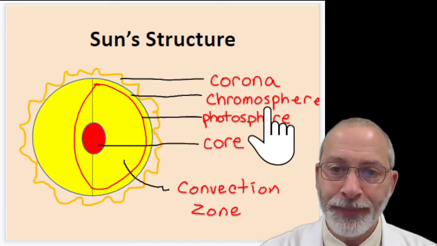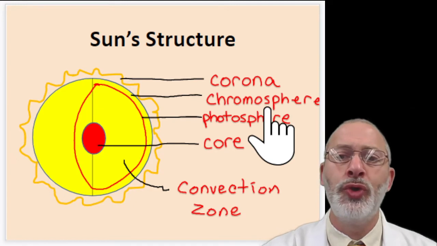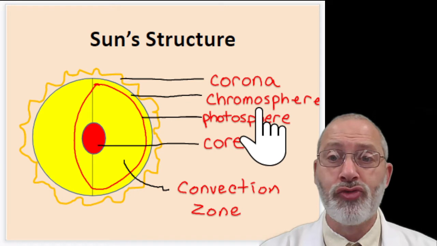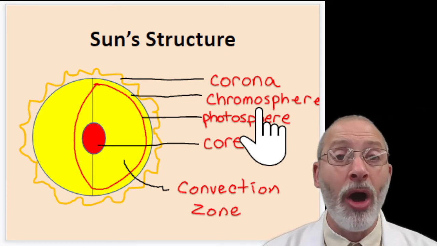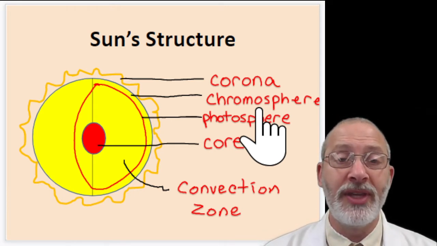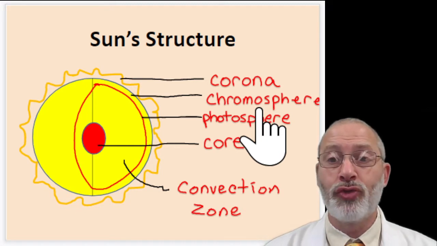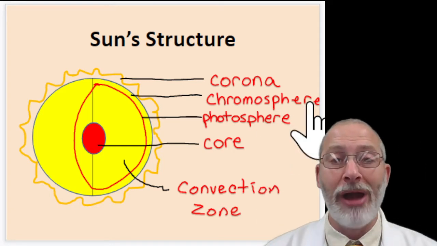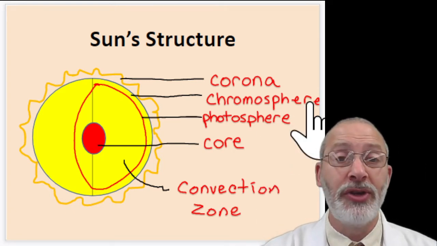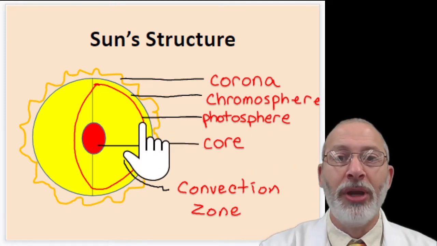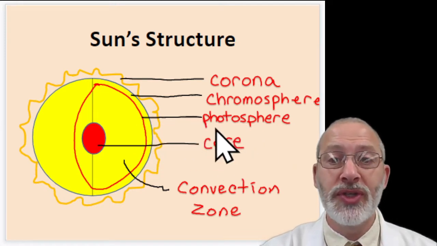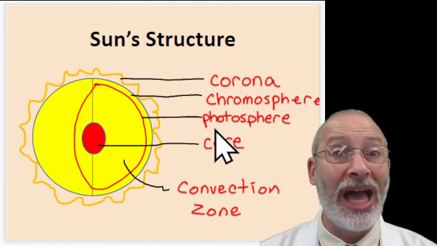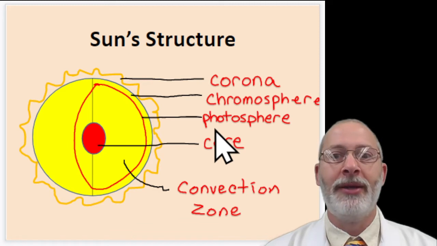The next one down, and we're working our way into the sun, is the chromosphere. Chromo is a prefix that means color. The sphere is a round, three-dimensionally round structure. So chromosphere is like the color sphere of the sun. Below that, we have the photosphere. And the photosphere, photo refers to light. It's where the visible light comes out.